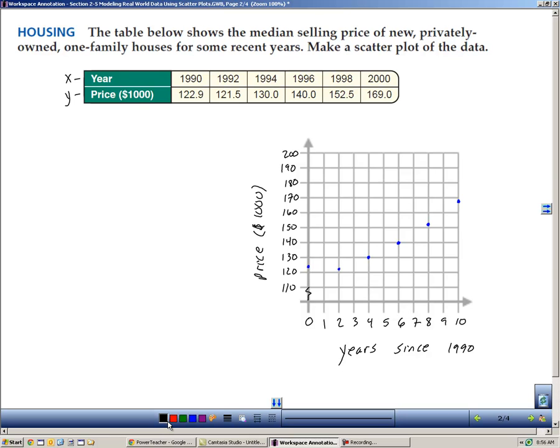So here's what the scatter plot looks like by graphing this data. We can see that it has a positive correlation. It tends to go upward. And once we see this and we see the relationship between the years and the price, we can then begin to predict some things that may or may not happen in the future.